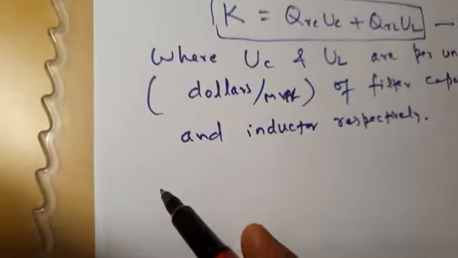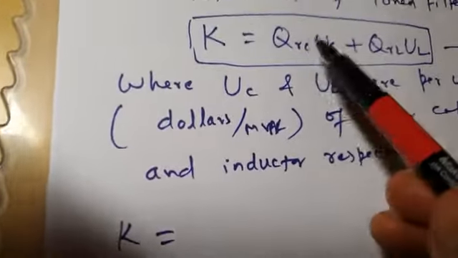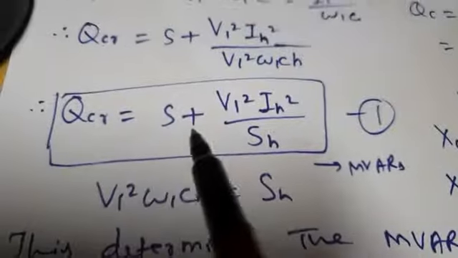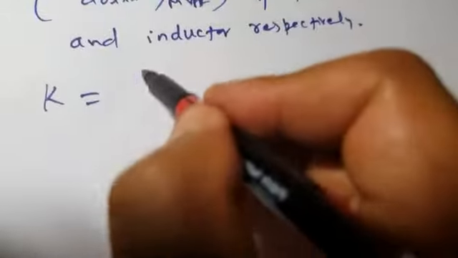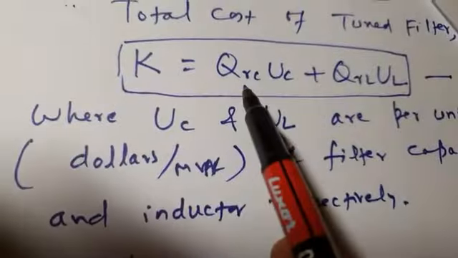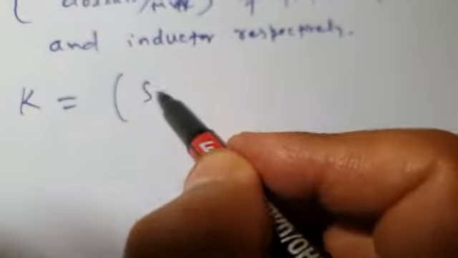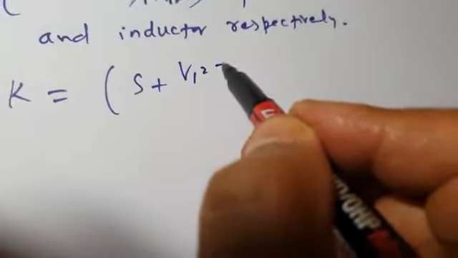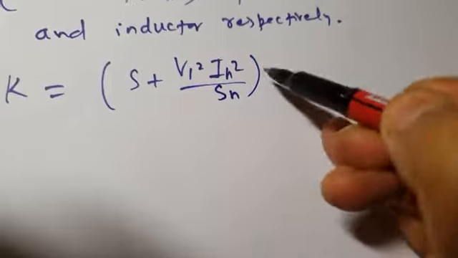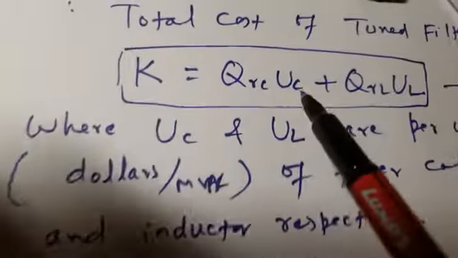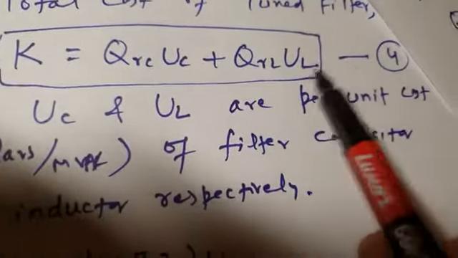Okay, so now substitute K equal to, we already know what is QR. What is QR? This is your QRC. QRC, or QCR, is S plus V1 square IH square by SH. So I will substitute it here. In place of QRC, I will substitute S plus V1 square IH square by SH into UC, because UC is there, plus QRL into UL.